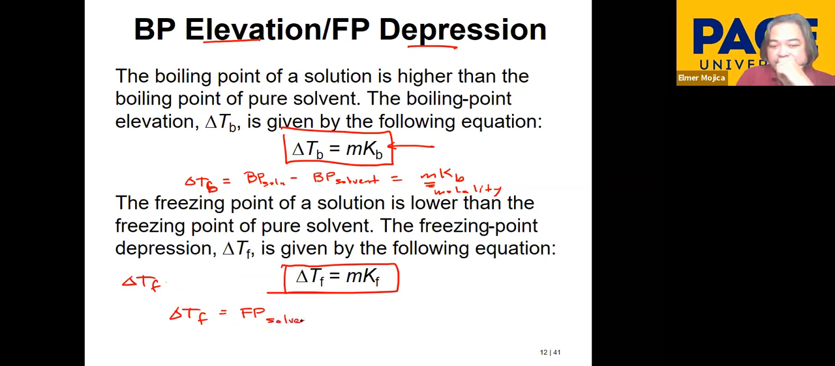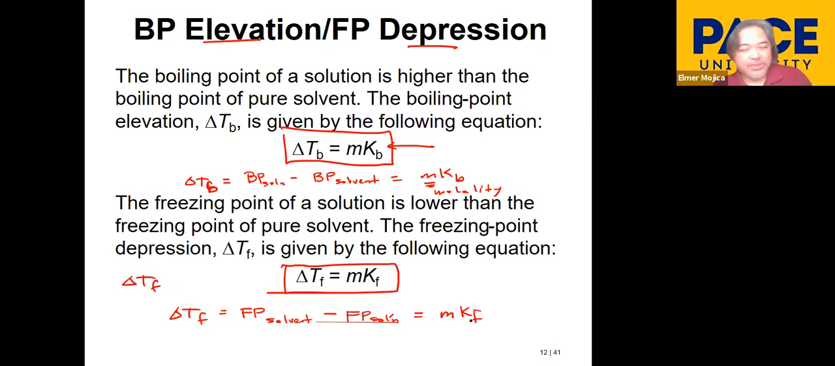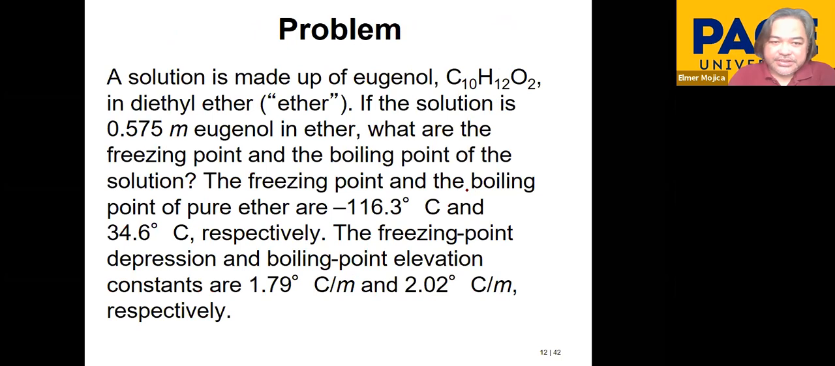Freezing point of solvent minus freezing point of the solution equals Kf times m. Again, the freezing point constant here is usually given or known for a given substance. So let's try to solve problems in these two colligative properties.